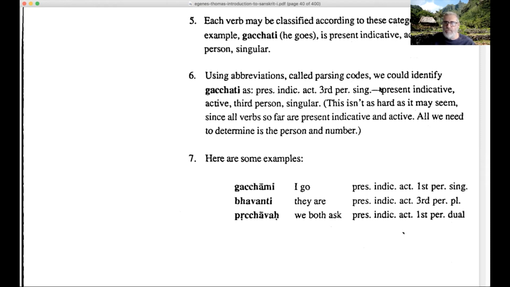We could identify gachati as pres. indic., present indicative; active, that's the voice; third person, meaning he, she, or it; singular. Present indicative, active, third person, singular. This isn't as hard as it may seem. Even he says that. Since all verbs so far are present indicative and active, I don't care whether you tell me that, because that's all we know right now. If you just say it's third person singular, it's enough.